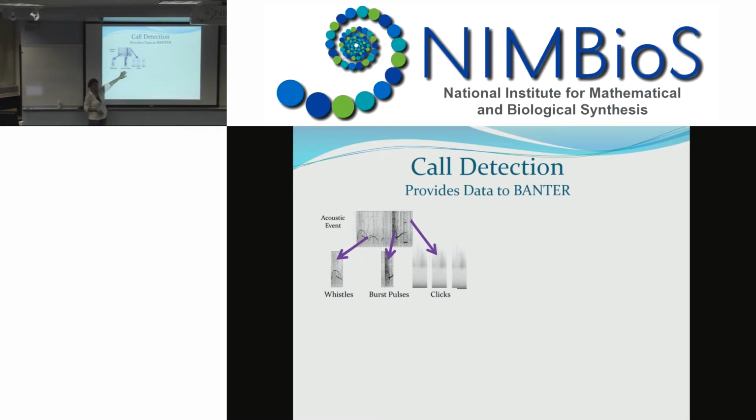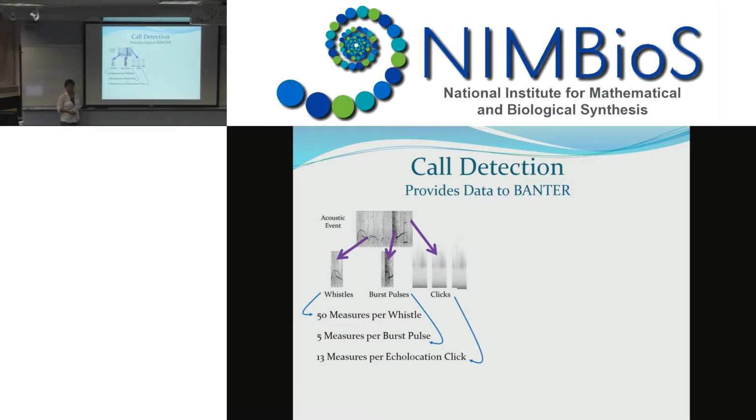So our first run of a burst pulse detector was really just a few tweaks different from this. It did a little bit better at these burst pulses and a little bit less well with whistles. And same with the click detectors. A few little tweaks of the settings, and then it behaved very differently. So for each of these, we get some number of measurements, whatever's appropriate for the call type.